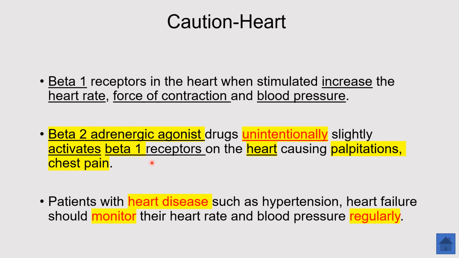So what's the problem? If the patient is healthy, there's usually not much problem. But when patients have heart disease such as hypertension or heart failure, remember, these drugs can increase the heart rate, force of contraction, and blood pressure. If they increase the blood pressure in a patient who already has hypertension, that's a problem, right? So you would have to monitor their vital signs while you're administering this drug, and if it gets out of control, you would have to let the healthcare provider know.